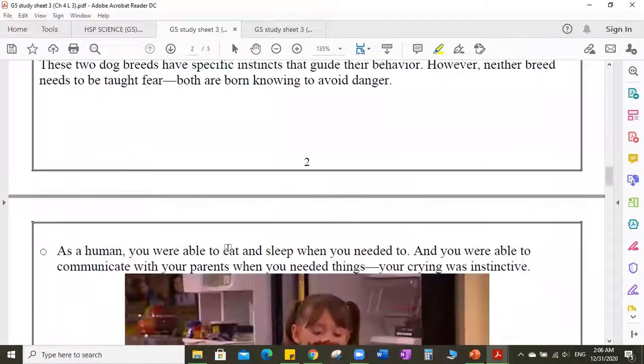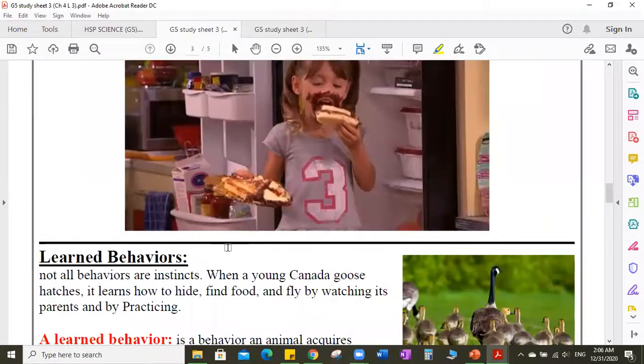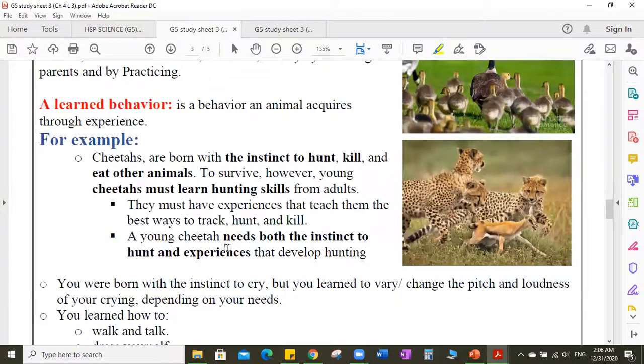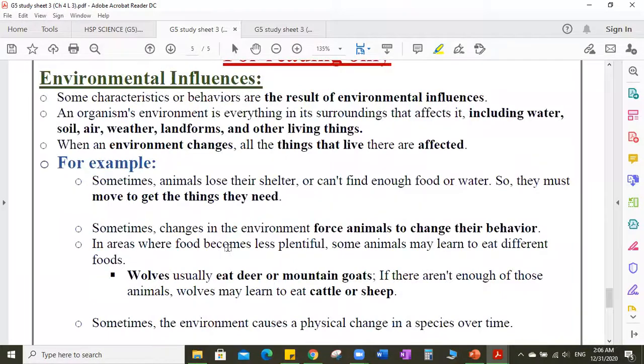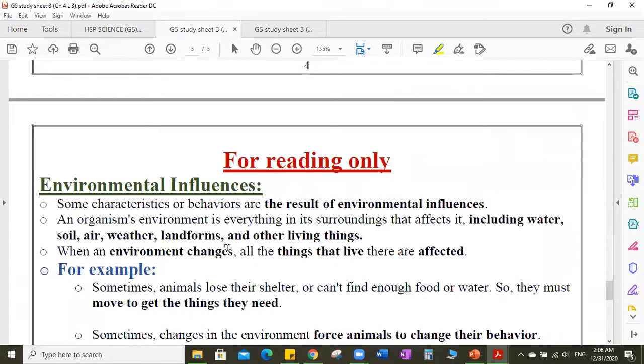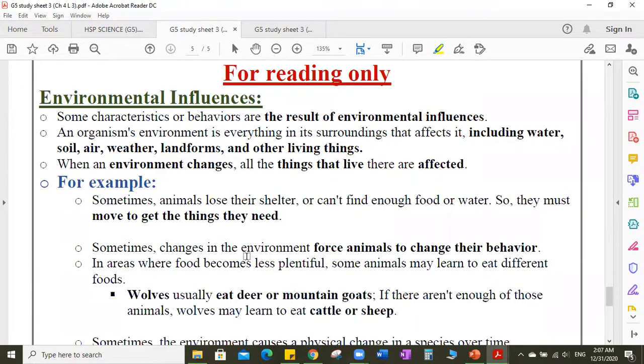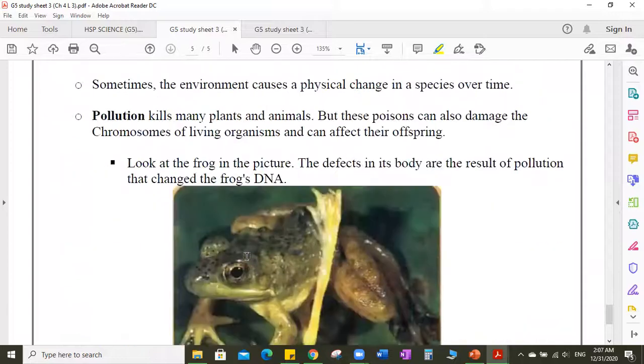If you have any questions, please do not hesitate to send them. Or if you'd like, you can wait till the extra care session or the online session and start asking them so we can share them with your friends also. So you find here the last part, environmental influences. This is for reading only. It will not be included in the quiz or in the final term exam, but try to read it for your own knowledge.